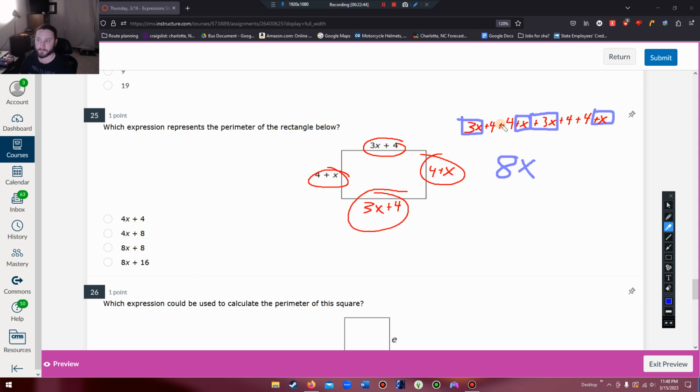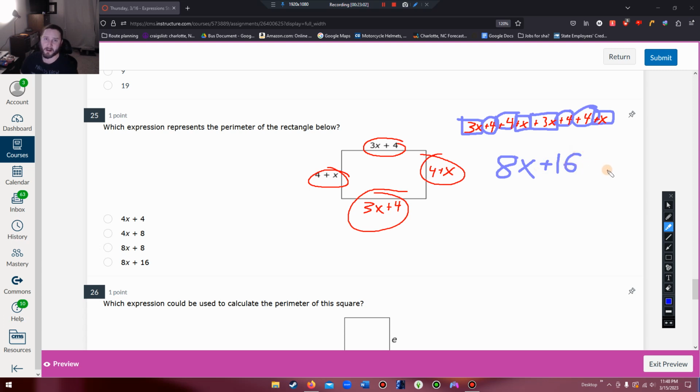We have 8x. And then we have 4 plus 4 plus 4 plus 4. So just add 4 4's together. 4 plus 4 is 8, plus 4 again is 12, plus 4 again is 16.